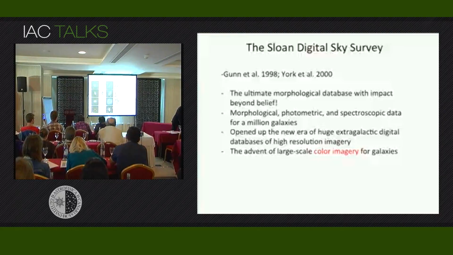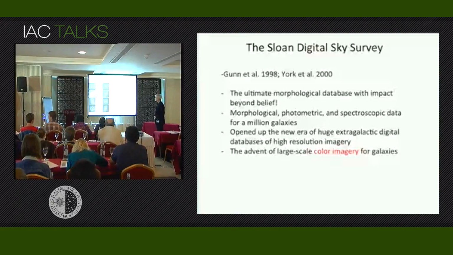Now, I want to talk about the Sloan Digital Sky Survey. To me, it's astonishing the influence this project has had. It's just beyond belief what a great project this was. This is the ultimate morphological database. And now it's not just morphology. There's photometry, spectroscopy for more than 1 million galaxies. And it's only a part of the sky. If they do this for the rest of the sky, we're going to be swimming for decades in the data from a project like this. It's just beyond belief.